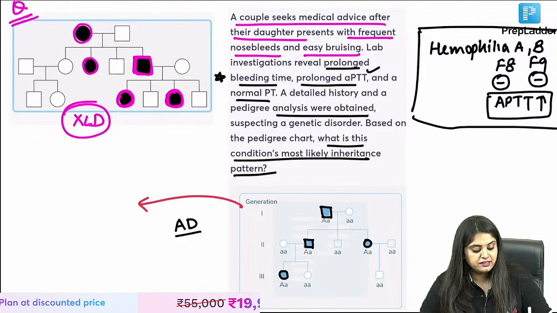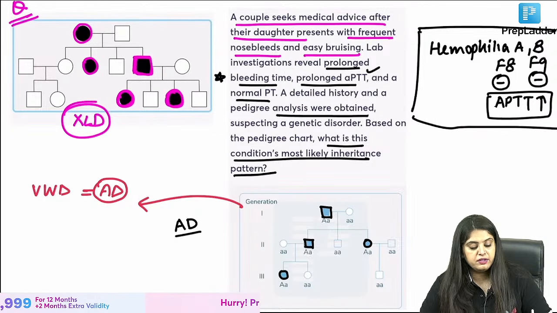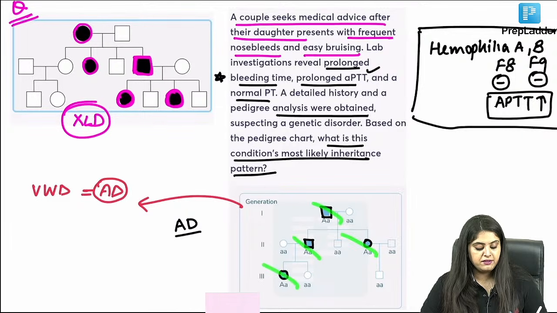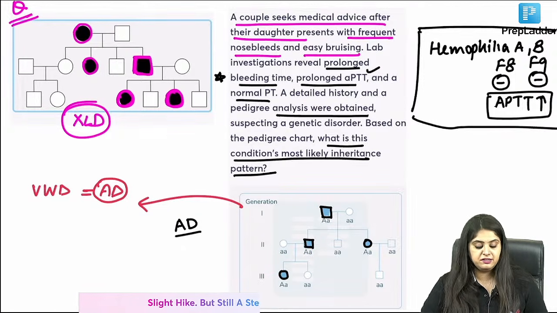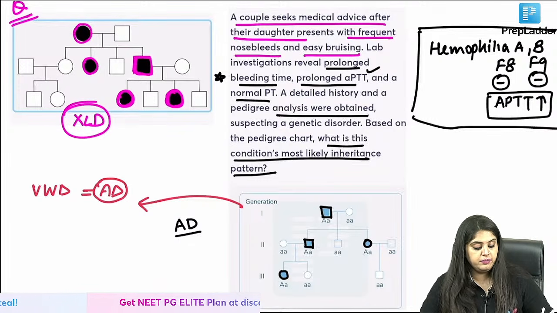This is a case of von Willebrand disease, because firstly and most commonly, von Willebrand disease is autosomal dominant. Over here, what did you see? It is happening in males and also in females. No gender bias, and all generations are getting affected. So this is AD. Now von Willebrand disease is a problem in von Willebrand factor.